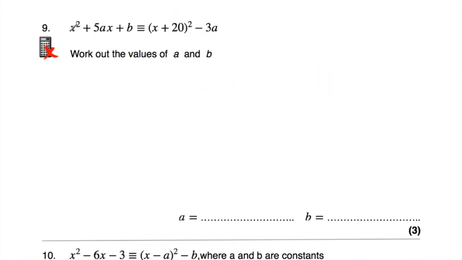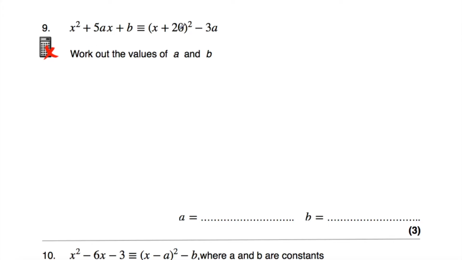So question number 9, we've got x² + 5ax + b is equivalent to (x + 20)² - 3a. And we've been asked to work out the values of a and b. So in terms of this question, well, if I was to do completing the square on this left-hand side, I would open up my brackets, I would write x, and then I would half the coefficient of x, and that's given me 20.